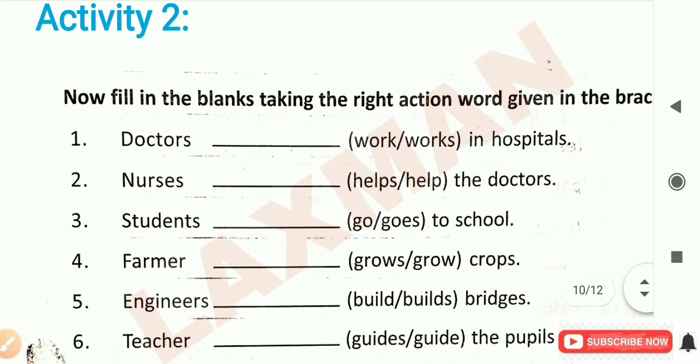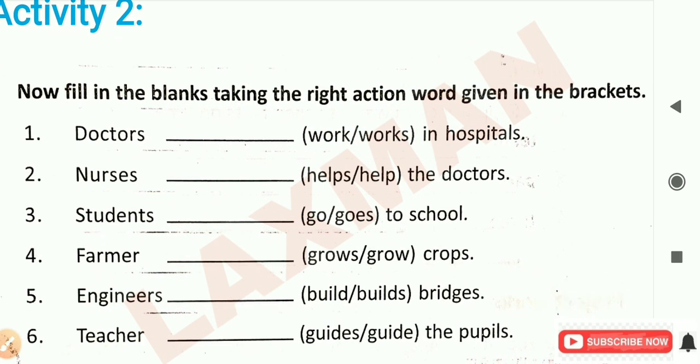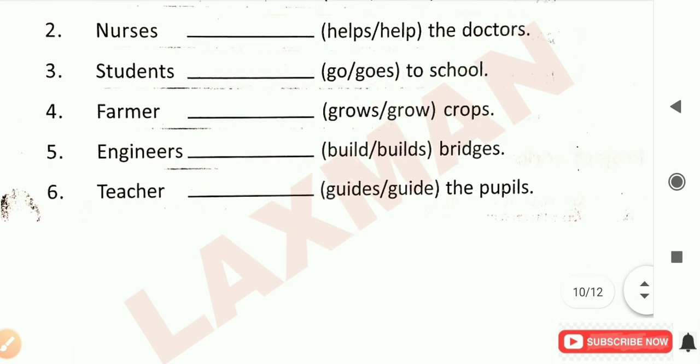And activity 2, now this is the verb agreement activity. Fill in the blanks taking the right action word given in the brackets. This is activity 2.